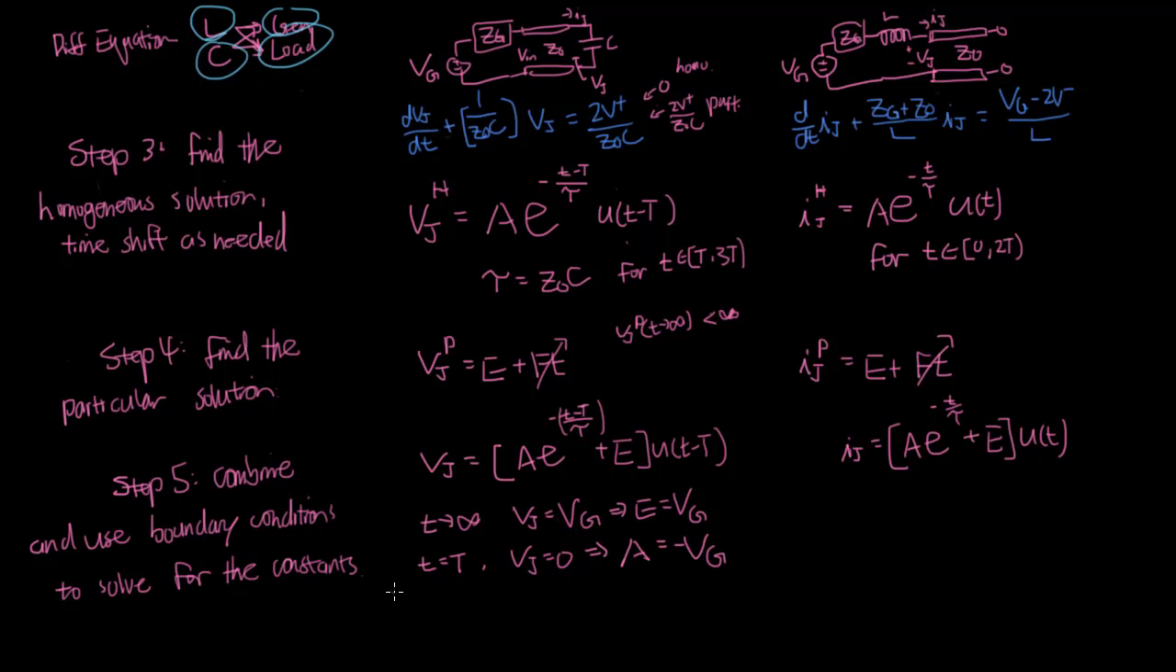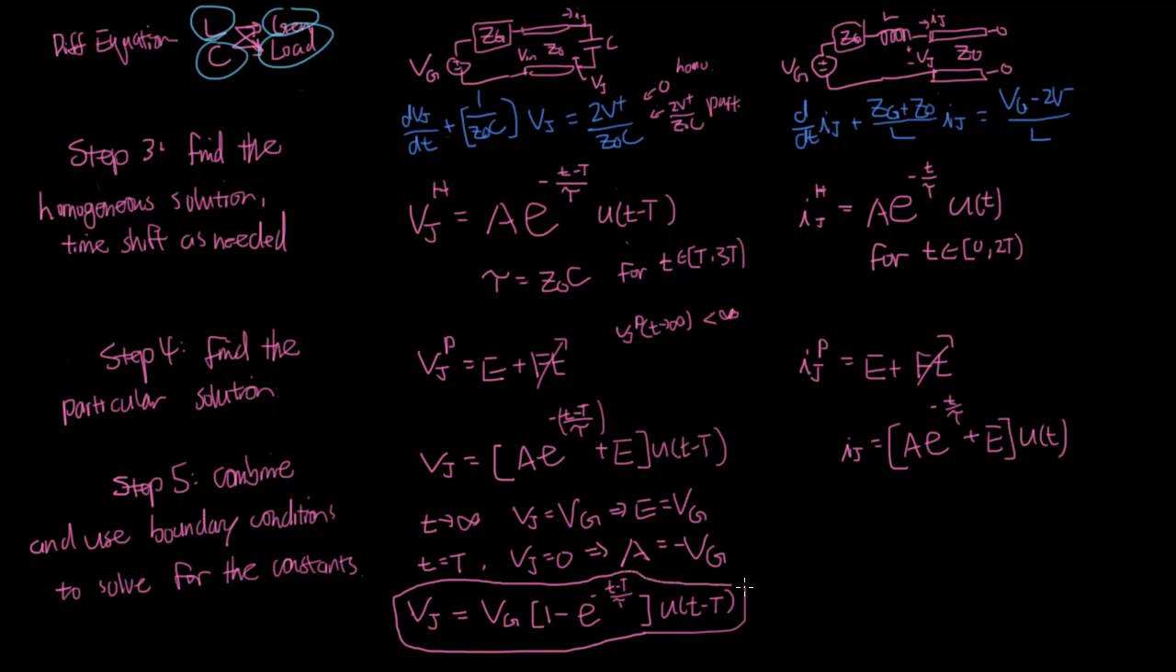And so plugging that in, we get our final solution for the junction voltage, which is Vg. We can factor out the Vg: 1 minus e to the minus (t minus capital T) over tau, close parentheses, u of (t minus capital T). So that is our final answer for this capacitor load. And we did it. So now let's do that to this inductor load.